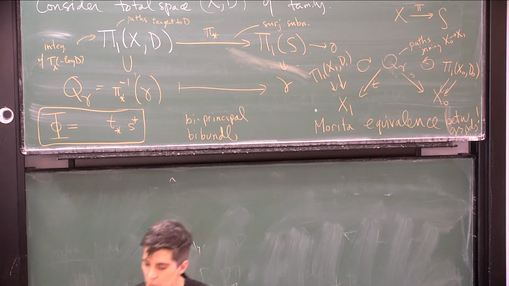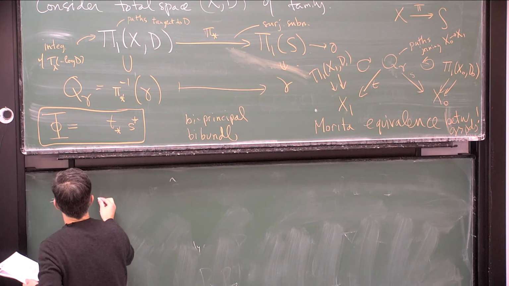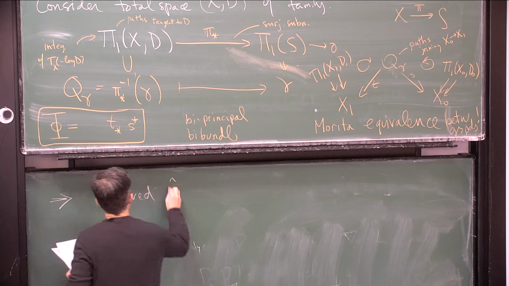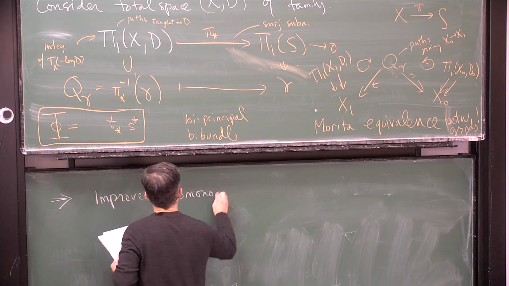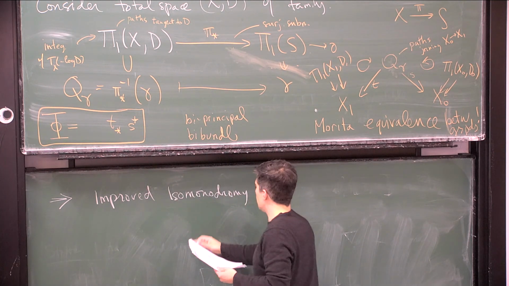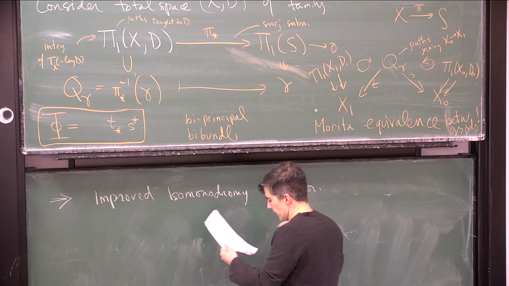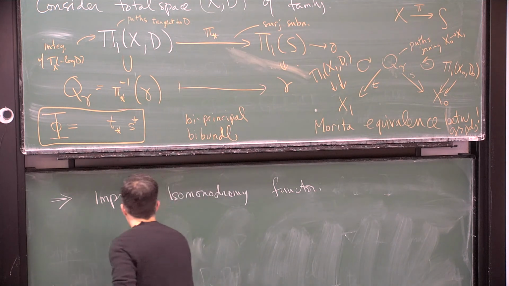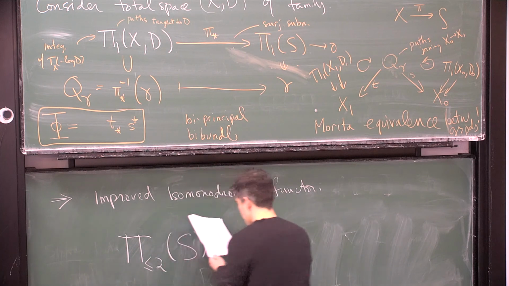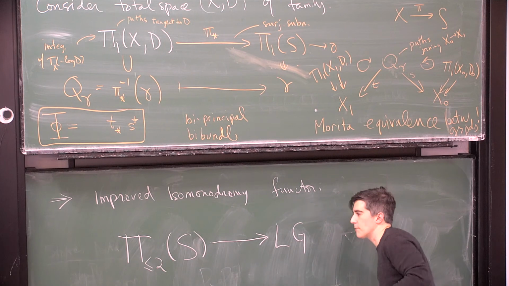Okay, so what did we obtain in the end? So this implies that we get an improved iso-monodromy functor, which looks like this. I'll just write it like this. Pi less than or equal to 2 of S mapping to G. Now this is impossible to understand.